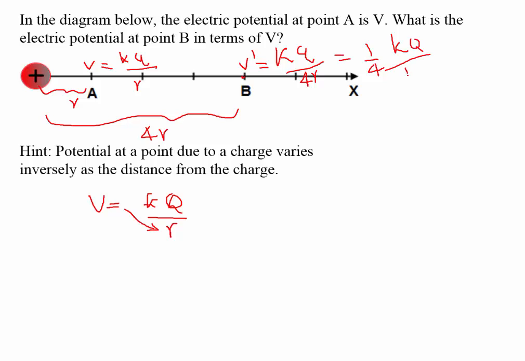and that will be 1/4 of KQ over R. And what does KQ over R represent? It's the potential at A. Therefore, the potential at B is 1/4 of the potential at A. So that's equal to 1/4 of V. All right, let's move on.